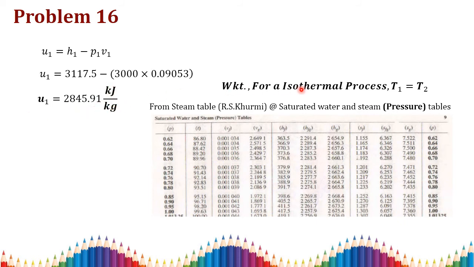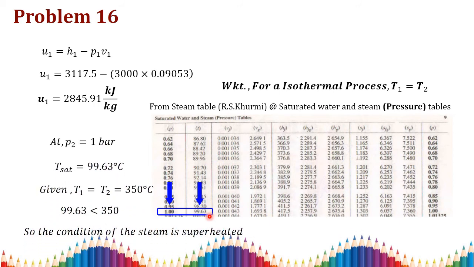Since the process is isothermal, we can say T1 is equal to T2, right? For the second state, the condition P2 is 1 bar is given. So we can compare the pressure and temperature and find out the state of the steam in the second condition. At 1 bar pressure, the saturation temperature is 99.63 degrees Celsius, but since it is an isothermal or constant temperature process, T1 which is equal to T2 is 350 degrees Celsius. So 99.63 is lesser than 350. T saturation is lesser than T2, so the condition of the steam is again superheated at state 2.